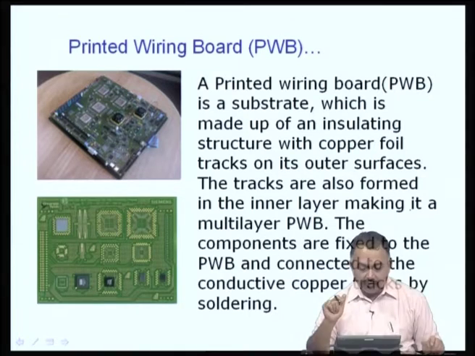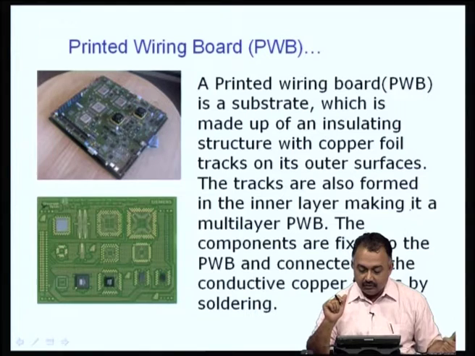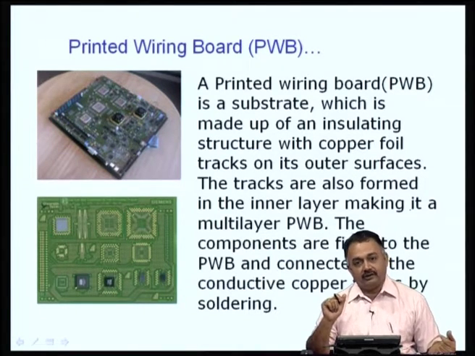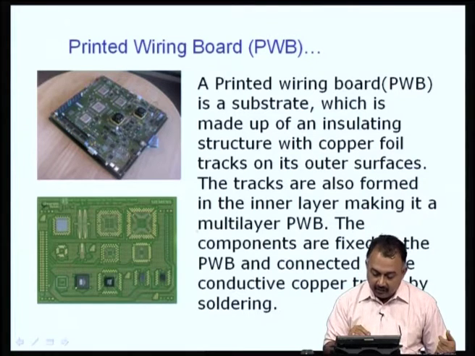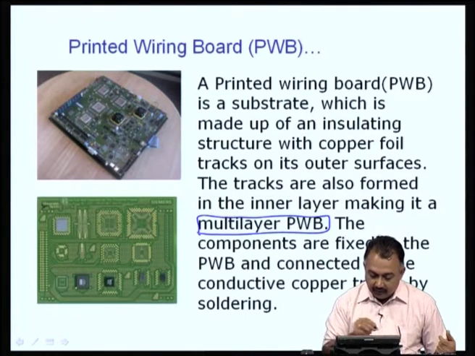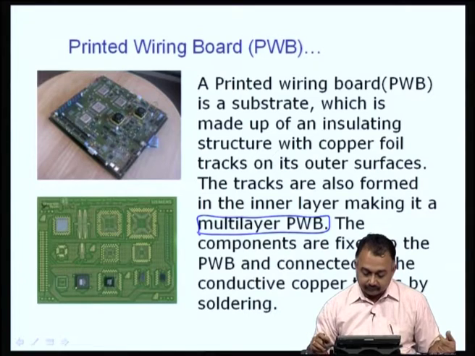So, what is a printed wiring board? A printed wiring board is a substrate which is made up of insulating structure, which I just showed you as an example, with copper foil tracks on its outer surface. The tracks are also formed in the inner layers, right. I mentioned to you, you can make multi layers. So, the tracks need not be on the top and the bottom, they will be inner layers which connect to the top and bottom copper layers, making it a multi layer printed wiring board with very high density.